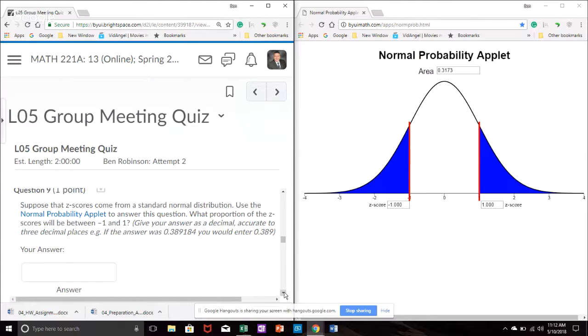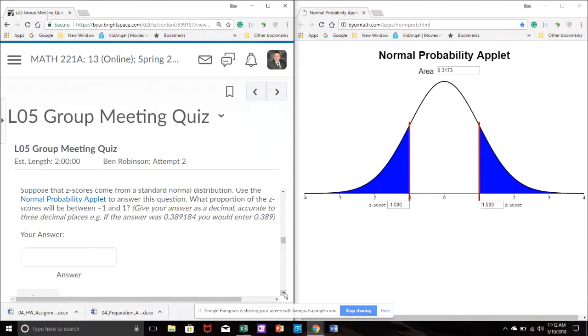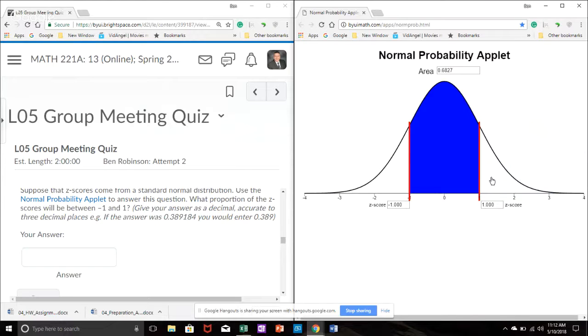Suppose that z-scores come from a standard normal distribution. Use the normal probability applet to answer this question. What proportion of the z-scores will be between -1 and 1? Give your answers. So aren't we looking for this here? Yeah, we are. The middle. And so we're going to answer to 3 decimal places. So up above the area is 0.683. Yes, I agree.